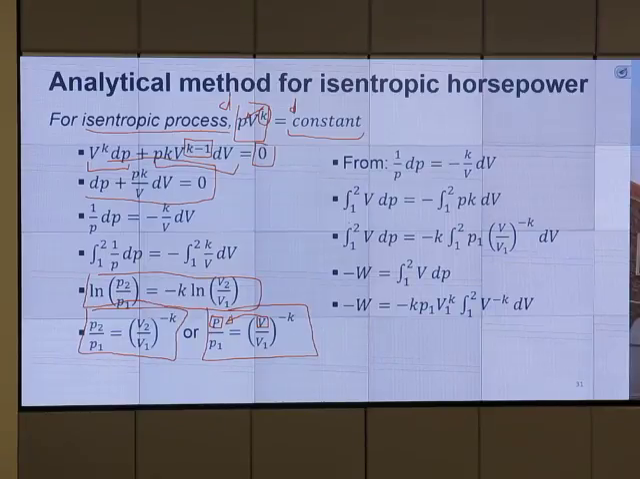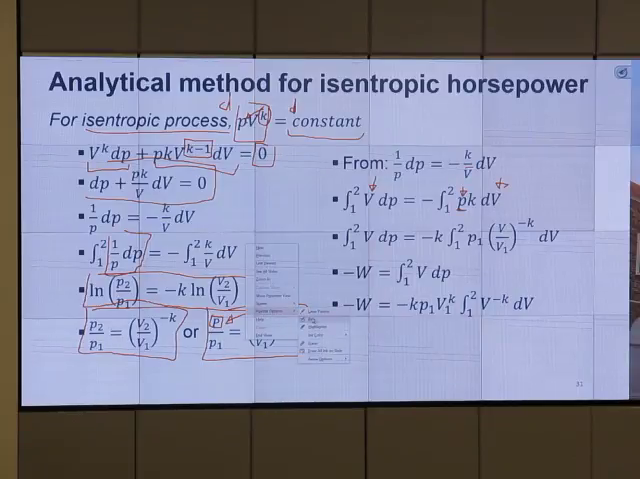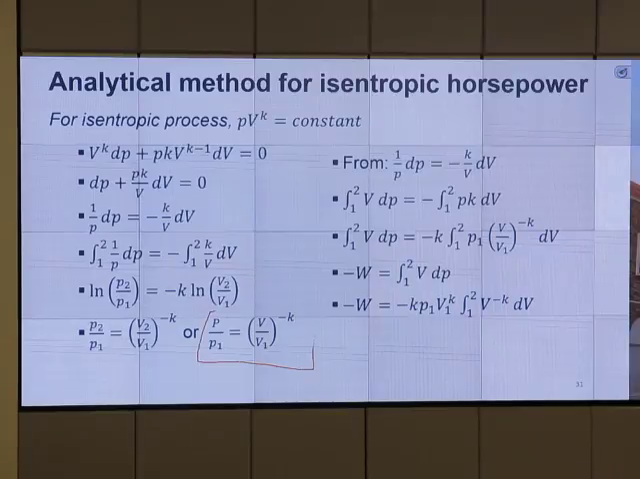Integrate it again. Last time I separated the variables and integrated, P with P, V with V. This time I move V to the left side and P to the right side. On the right hand side, K is constant, so I take it out. And for that pressure, I use the formula that I just got and substitute it back. I put everything back, so I get P1 multiplied by V over V1, everything to the power of minus K.